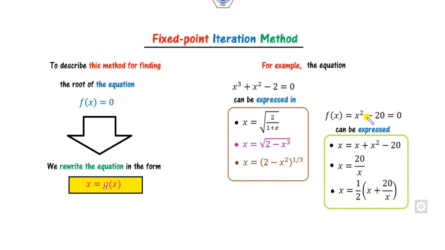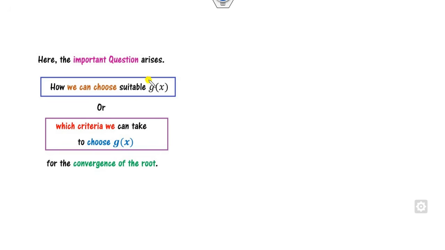Similarly, if you consider another example like this, again you can write the equation in this form or in this form or in this form. So again you can see the representation of g(x) is not unique. The question arises: how can we choose the suitable g(x) so that the convergence is guaranteed?